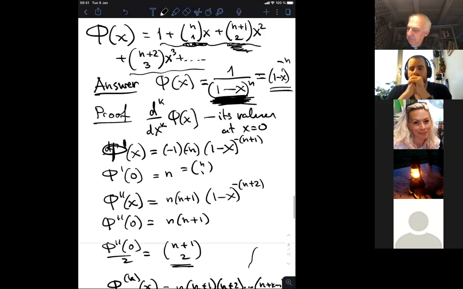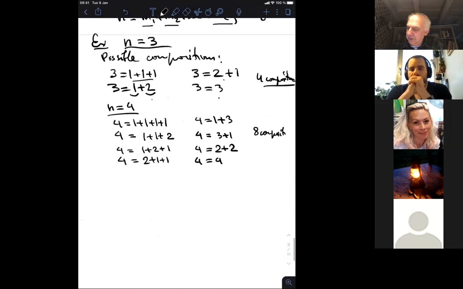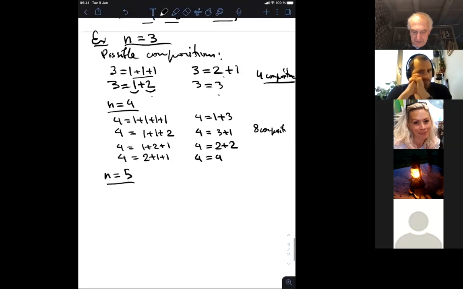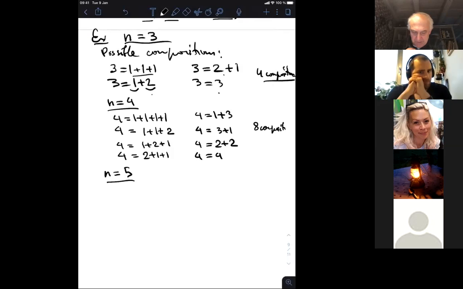Can you guess what about n equals 5? How many will we get? Probably 16. Yeah, we'll get 16 in fact. So let's do this and then we'll make a short break. So how to represent 5 as the sum of positive integers, ordered sum of positive integers.